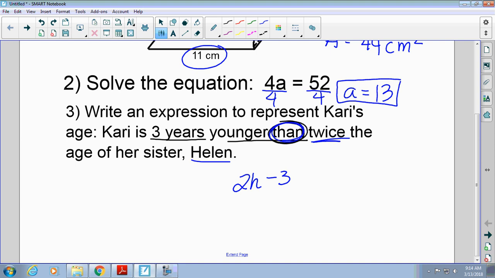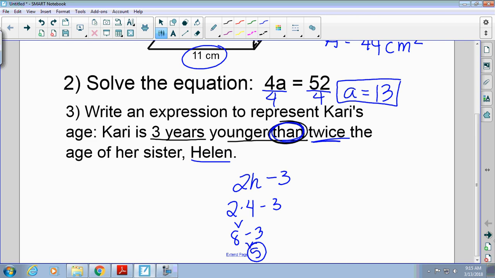So let's hypothetically say Helen is 4 years old. How old would Carrie be? If she's 4, 2 times 4 minus 3, you'd have 8 minus 3, she would be 5. All right, any questions on that? We are going to practice these some more each day.